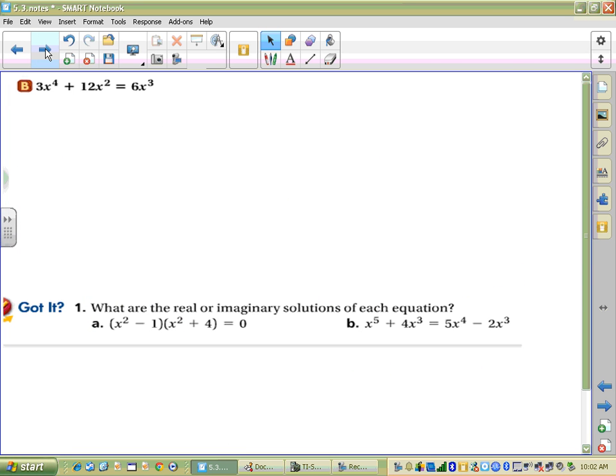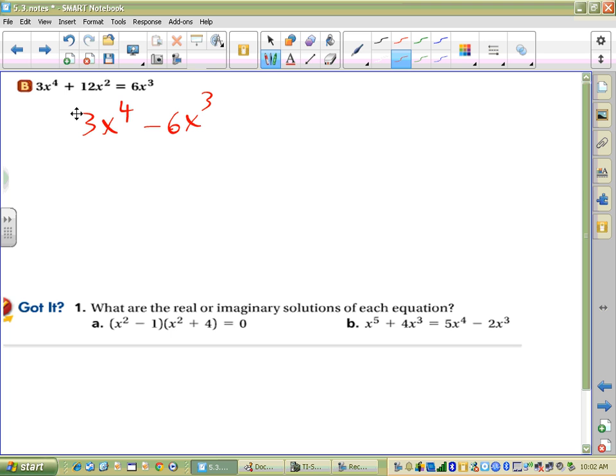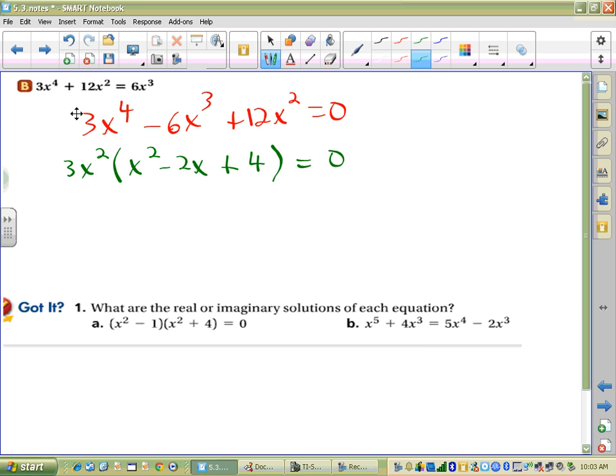Hopefully we can factor the rest of these the right way. So part B, problem 1 still, example 1: 3x to the 4th minus 6x cubed plus 12x squared equals 0. Remember, I got to put these in standard form. It's super important that you factor out the greatest common factor. In this case, that would be 3x squared, which leaves behind x squared minus 2x plus 4 equals 0.